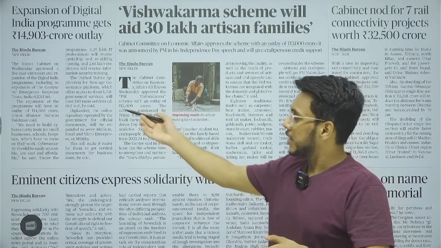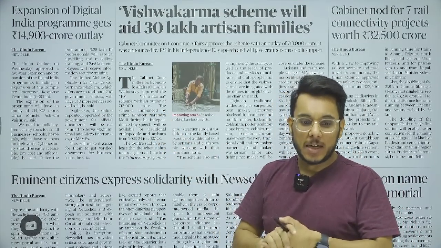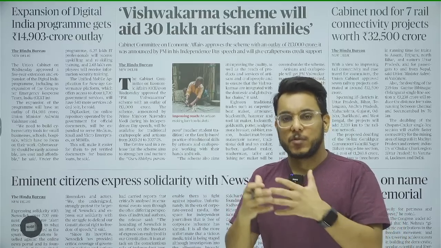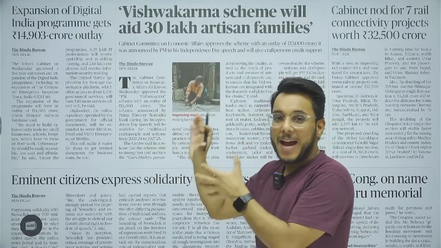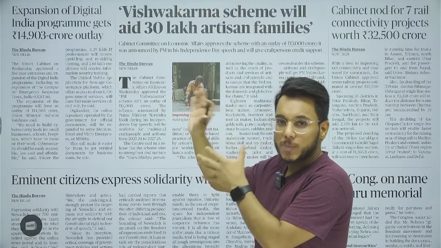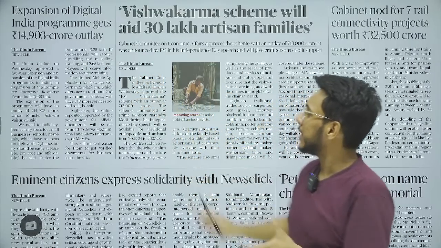Even CERT, Computer Emergency Response Team India, which prepares in case of cyber attacks and all such kind of things. We need to expand these organizations and we need to expand digital service. So outlay has been given.